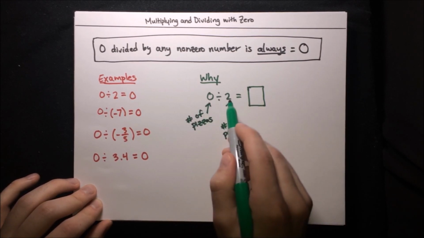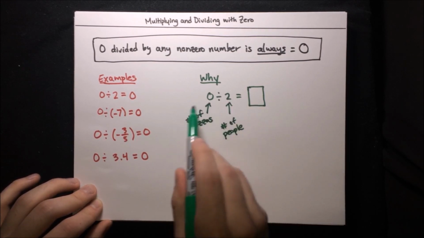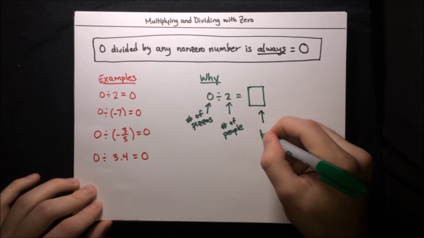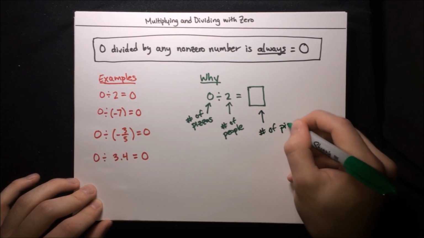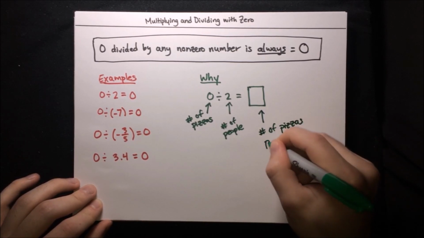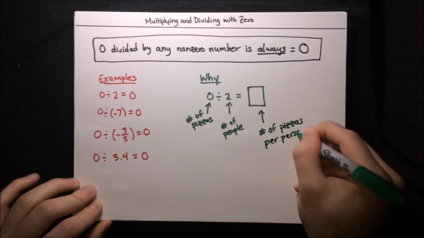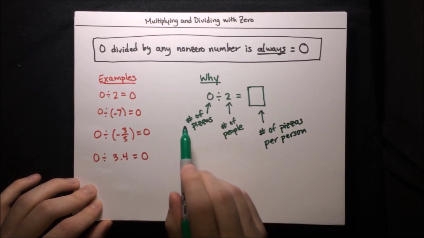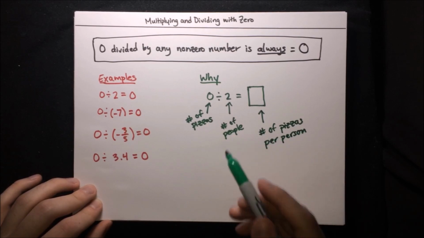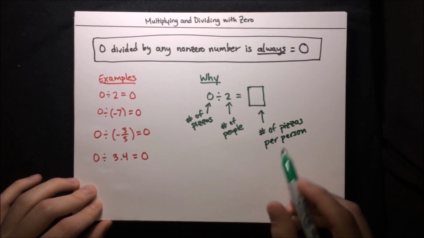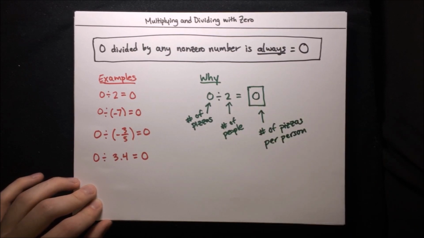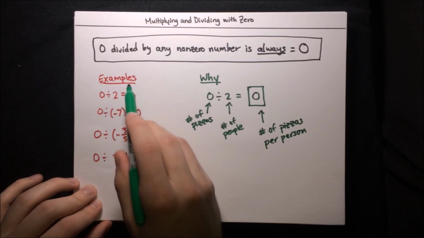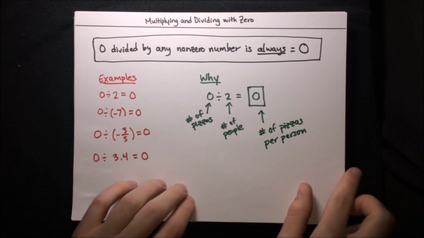So 0 divided by 2 is like saying we want to divide 0 pizzas between 2 people. And so our result then should be number of pizzas per person. But if you have 0 pizzas, then you don't have any pizza to begin with, which means nobody can get any pizza if you divide it. So the number of pizzas per person is still just 0. So that's why 0 divided by 2 equals 0, and it's a pretty similar argument for any of the other division facts.